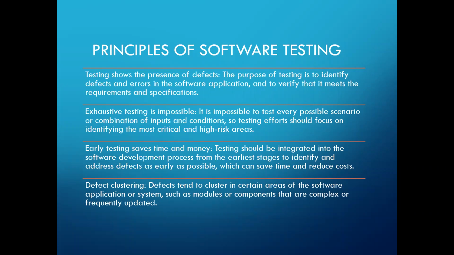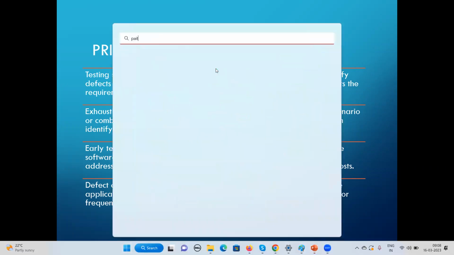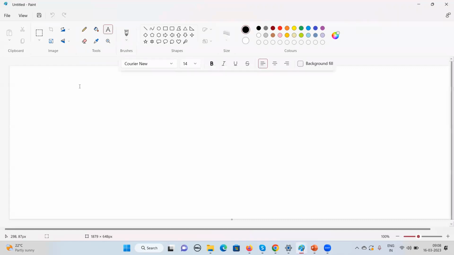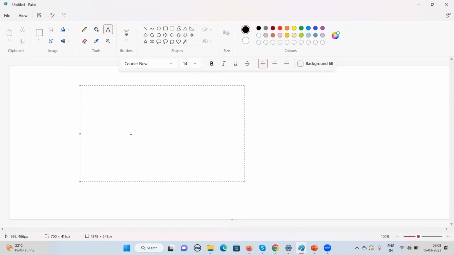Next is exhaustive testing is impossible. Let us consider an example. I have a web page. In this web page I have a username, I'm just writing uname. Let me take a first name, last name, then address, then we have location, then we have a population graph. I just want to identify the number of populations in the countries.